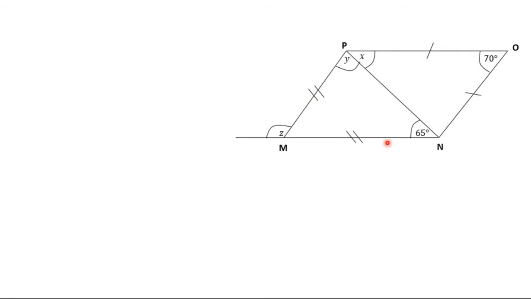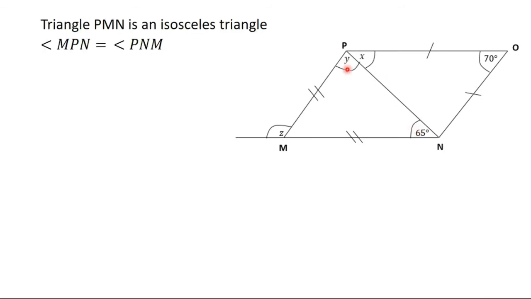So if two sides of a triangle are equal, it means that the triangle is an isosceles triangle. And because triangle MPN is an isosceles triangle, the angles formed at their bases will also be the same. So the angle formed at Y and the angle formed at 65 degrees will be the same. So if here is 65 degrees, then it means that Y is also 65 degrees. So angle MPN, which is Y, is equal to angle PNM, which is 65 degrees, because triangle PMN is an isosceles triangle. I hope that is clear.